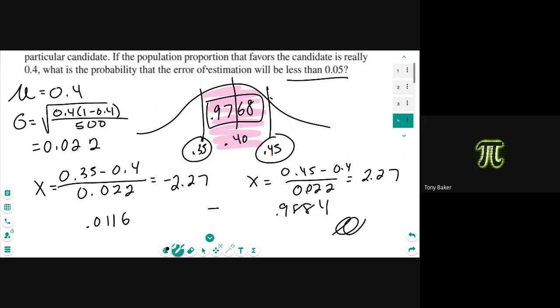Just get me the z-score. So what is it? Oh, hold on. You're looking at the wrong thing. So this was plus or minus 5%, right? The one we just did. So we're going to use plus or minus 3%. So it'll be 0.37 instead of 0.35.